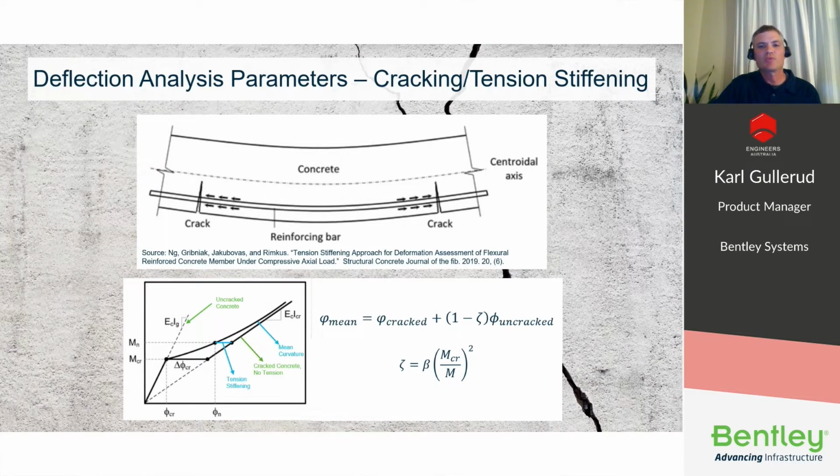Tension stiffening refers to the ability of concrete to resist tension between cracks and the stiffness that is provided by this tension. As shown in the image at the bottom of the slide, tension stiffening is accounted for in deflection calculations by interpolating between the calculated cracked and uncracked curvature. The equations shown in the image represent the tension stiffening model in Eurocode 2.